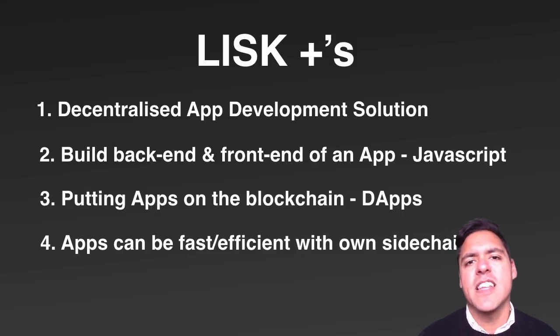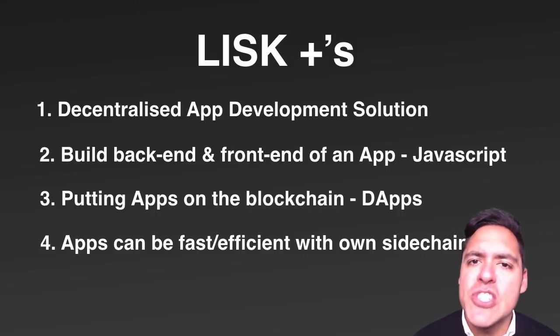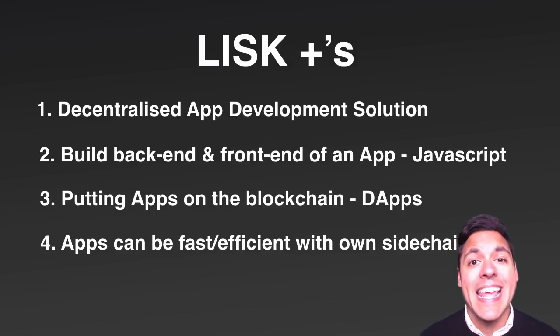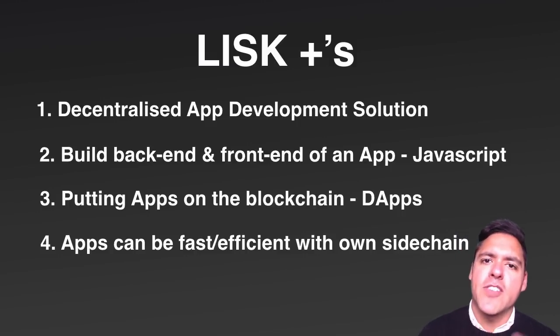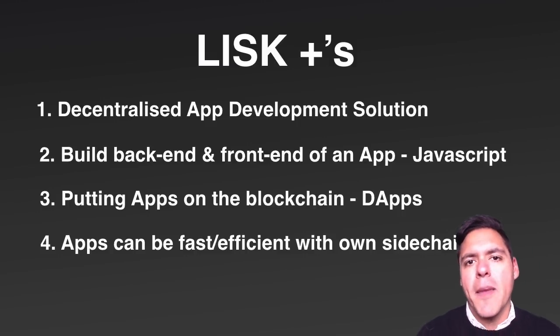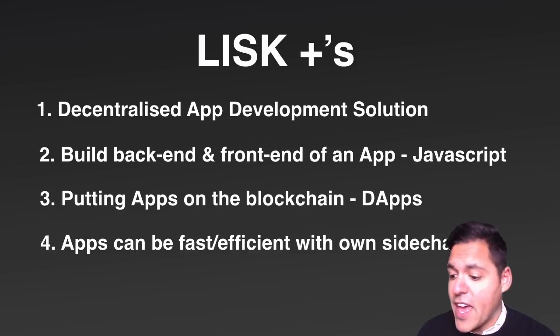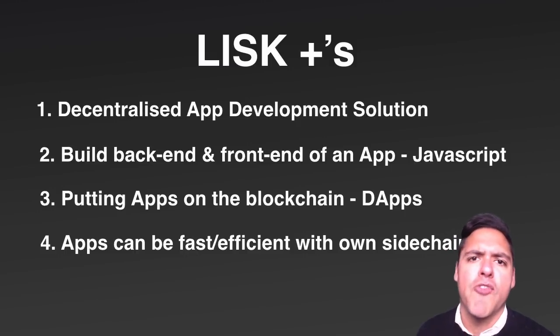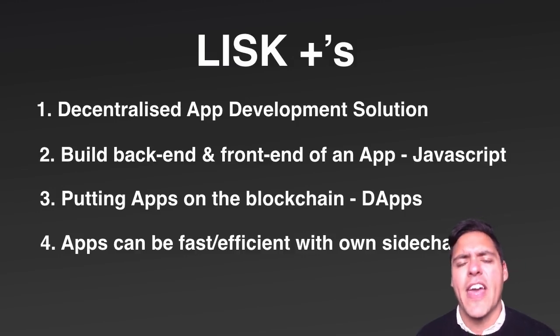Apps can be fast and efficient through their own side chain. So essentially, Lisk have a blockchain, but each app will have its own side chain that doesn't necessarily affect the main blockchain. Okay, so they can have their own side chain essentially to run their app on, and it allows them to be faster and more efficient in their operations.